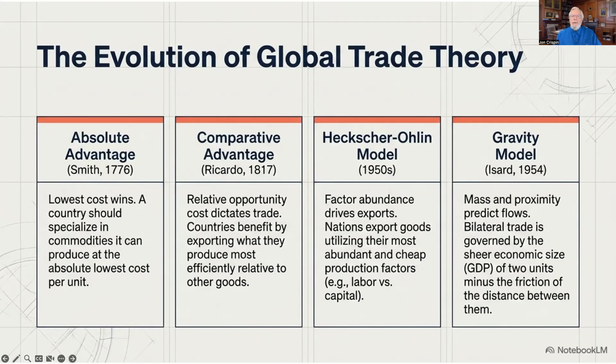Next came the gravity model by Isard, and it talks about how mass and proximity predict flows. So bilateral trade is governed by sheer economic size, the GDP, of two units minus the friction of the distance between them. Now, what does that sound like? It sounds like the U.S. and China. We get along, but we also have friction. And the idea is to maximize the trade and minimize the friction so that we both can stay in the game.